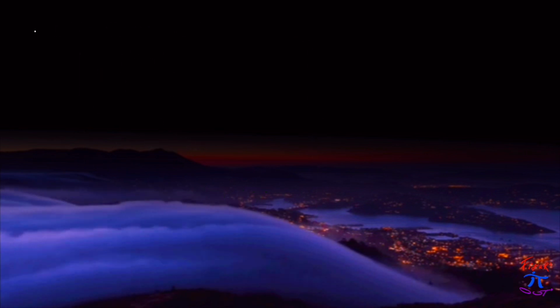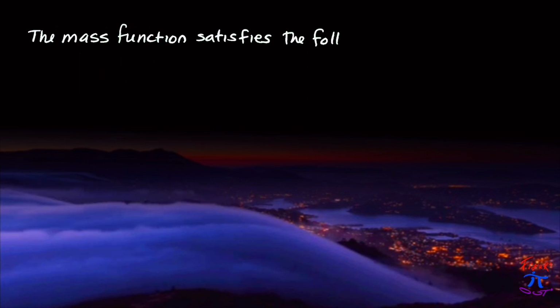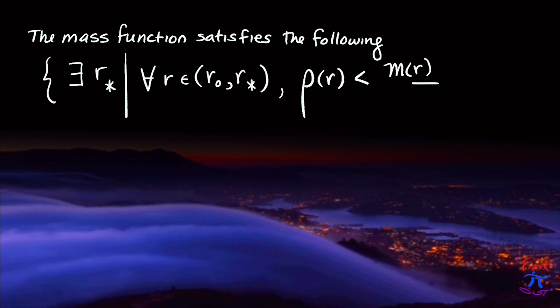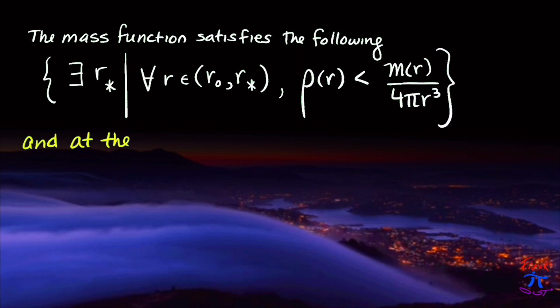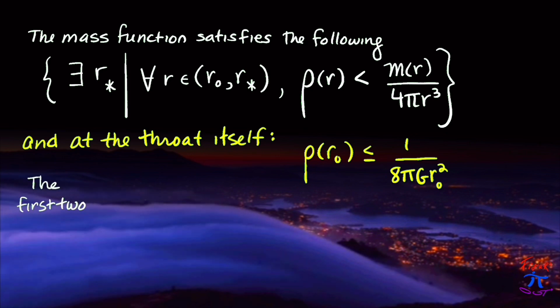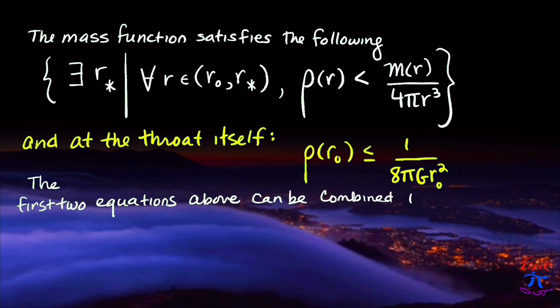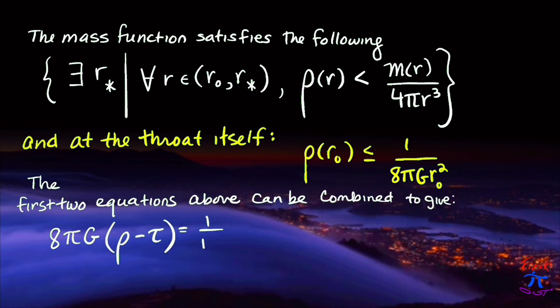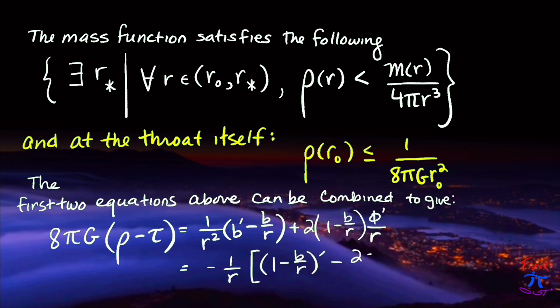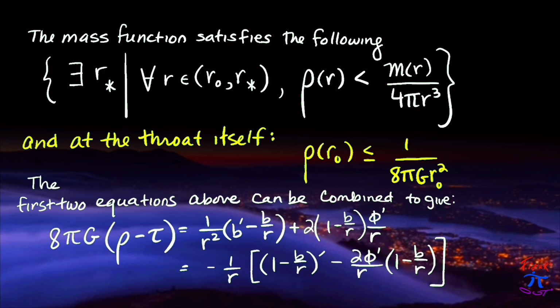So, evaluating these things at the throat tells us that the mass function satisfies the following conditions. There exists an r star, for which all radii from the throat to r star gives us an energy density less than m(r) over 4 pi r cubed. And then at the throat itself, it's less than 1 over 8 pi G r sub 0 squared. And the first two of the equations that we just looked at can be combined to give this following expression.